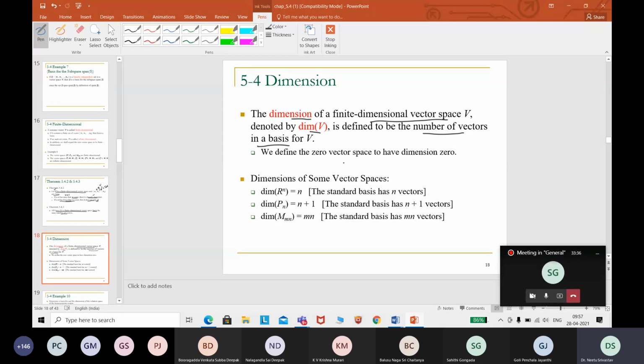Suppose I have Rn as a space. In Rn, I know n vectors will be there, so the dimension will be n. In a basis of R2, how many elements are there? 1, 0 and 0, 1. That is the standard basis, correct? You need to count that. Whereas the zero vector space has dimension 0. It doesn't have any vector.